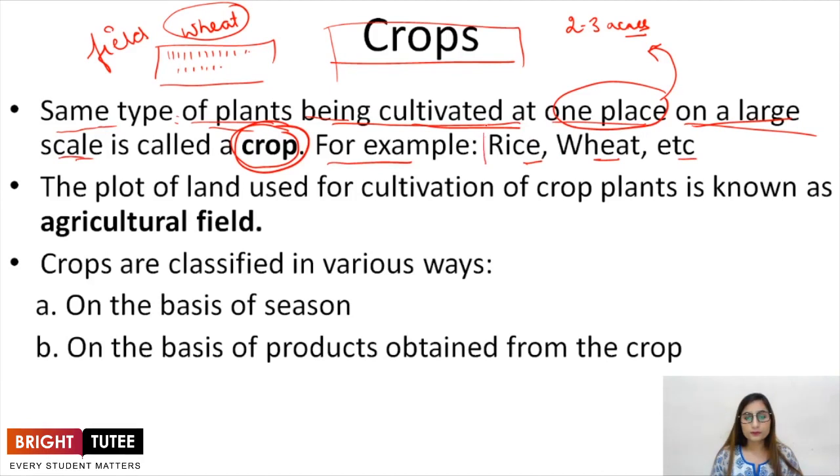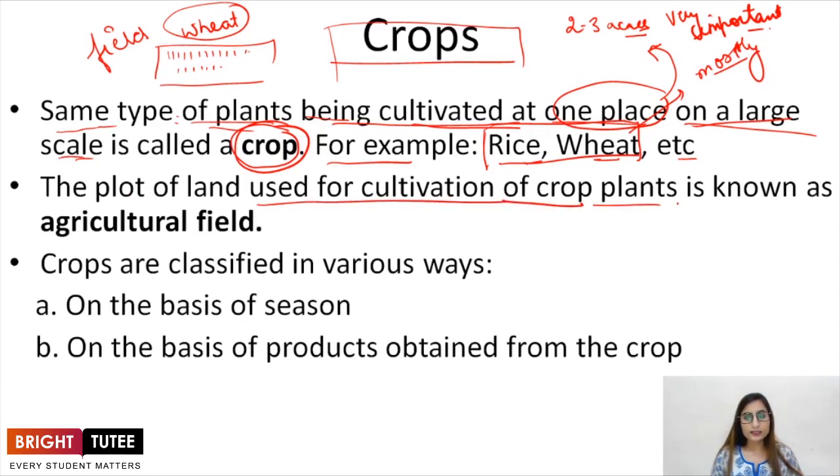These are the crops that are grown mostly because they are very important for our daily lives, because we use them very much. These are used more than other cereals and crops, right? The plot of land used for cultivation of crop plants is known as agricultural field. As I told you, the land that is used for cultivation of crop plants is known as agricultural field, right?